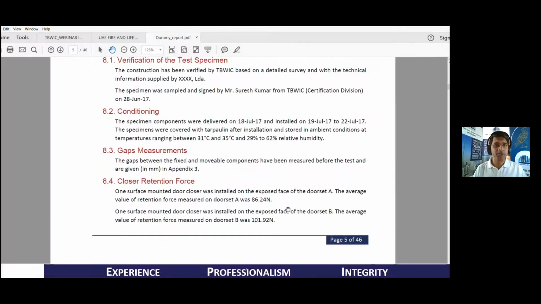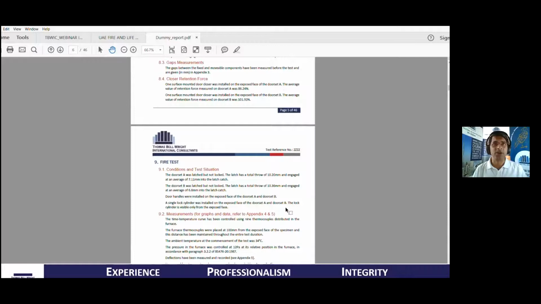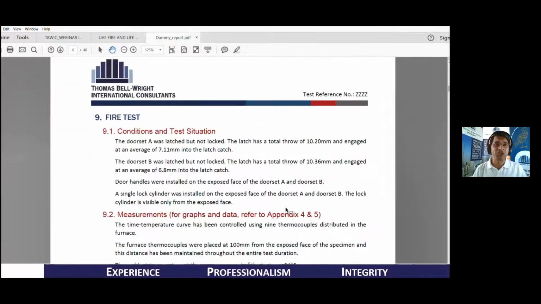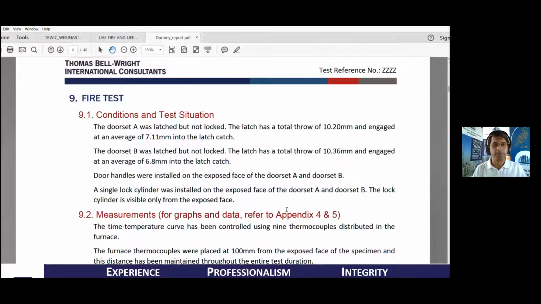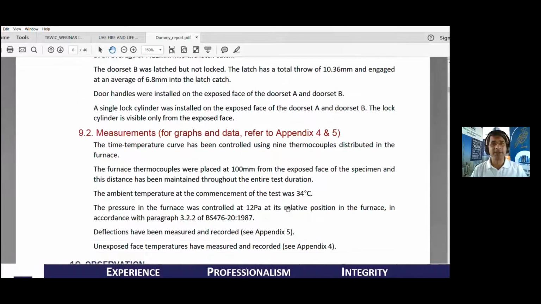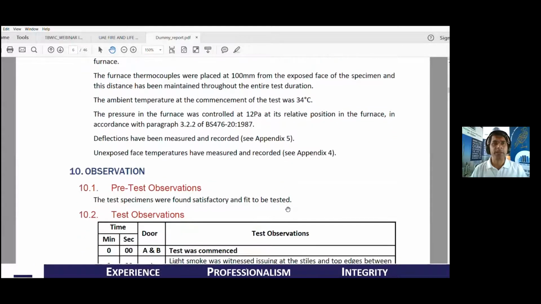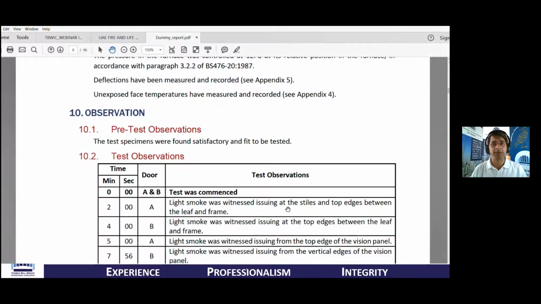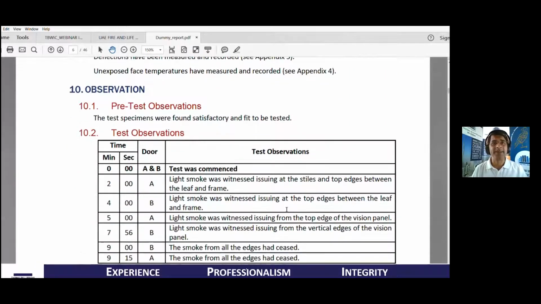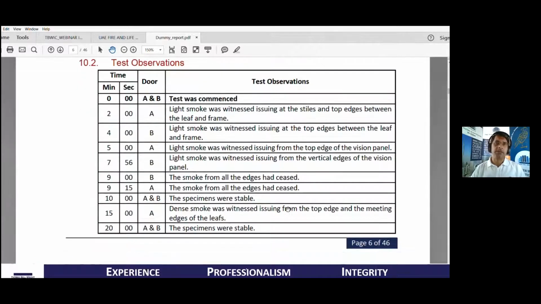The environment in which the test is conducted, which is the conditioning, is very, very important. What is the condition in which the test sample has been installed? This becomes important, of course, in cases of fire doors and many such products where mechanical properties are very important. Which side the door is opening, latched, not latched, several things come into play.